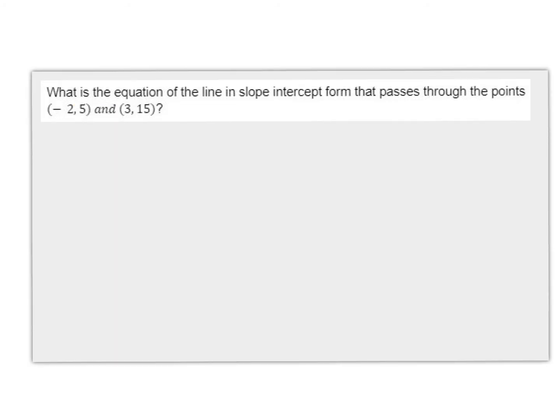All right, let's take a look at one more. This one is a little bit different and a little bit more involved. All right, this one says, what is the equation of the line in slope-intercept form that passes through the points -2, 5, and 3, 15? Okay. So we have to write this one in slope-intercept form as well. Okay, but this one does not give us an equation or a slope, but it does give us 2 points.